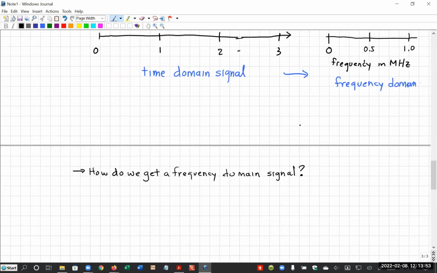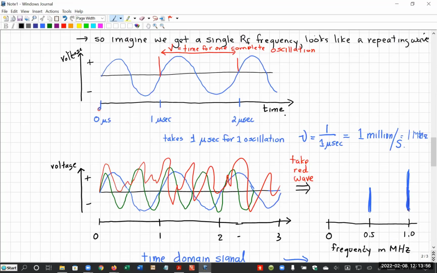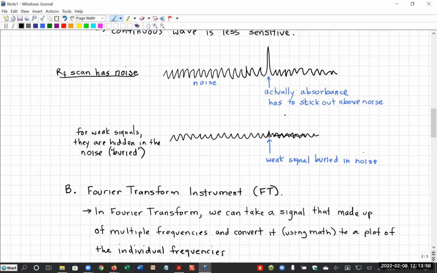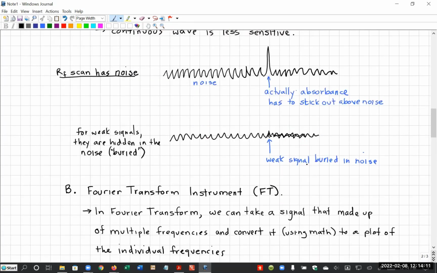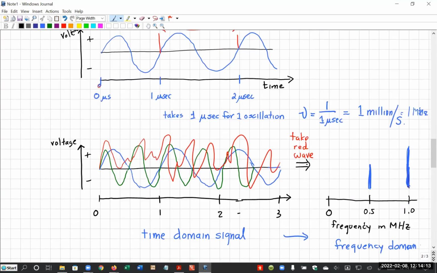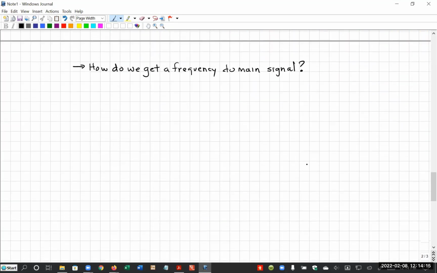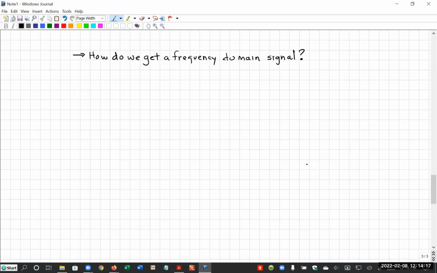Okay, so now, to understand this, I'm going to draw another picture similar to this. I'm going to skip the sideways one. I'm just going to draw the top view. Okay? So it's a two-step process.